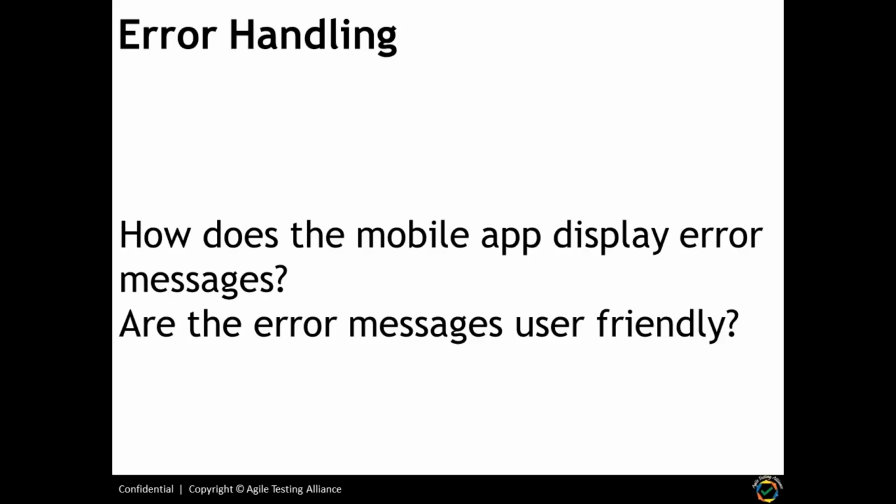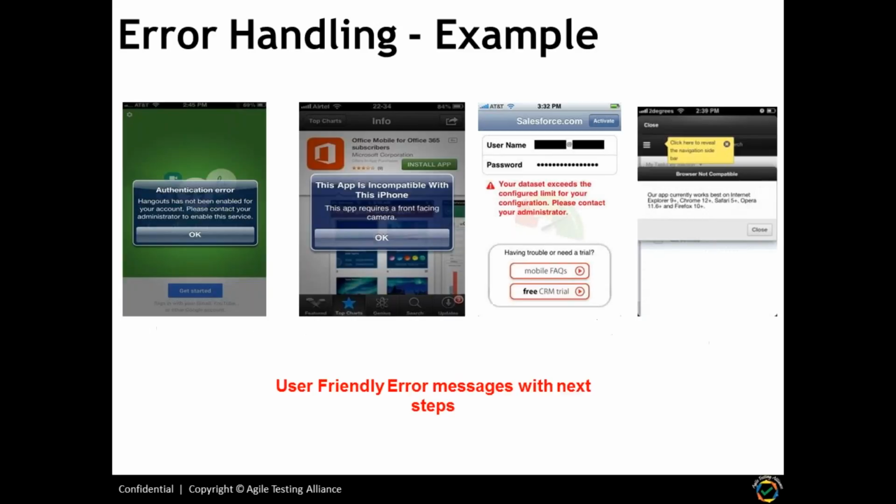Error messages should be designed to express in plain language that a user can understand, so that he can perform the next corrective action. If you see over here, these are some user-friendly messages where it provides a message along with the next steps. If you see the first message, authentication error. Hangouts has not been enabled for your account. Please contact your administrator to enable this. That is, the next step is also given.